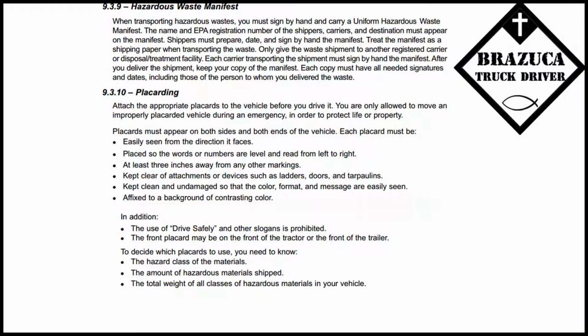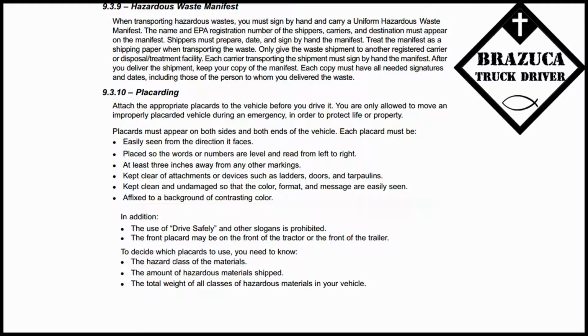When transporting the waste, only give the waste shipment to another registered carrier or disposal treatment facility. Each carrier transporting the shipment must sign by hand the manifest. After you deliver the shipment, keep your copy of the manifest. Each copy must have all needed signatures and dates, including those of the person to whom you delivered the waste.